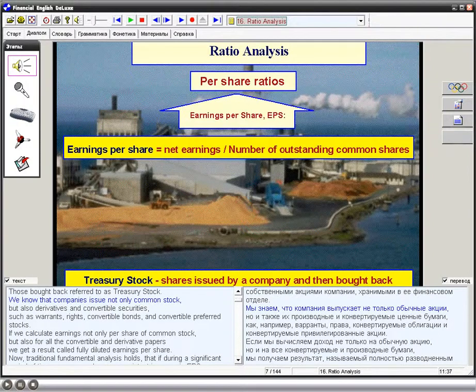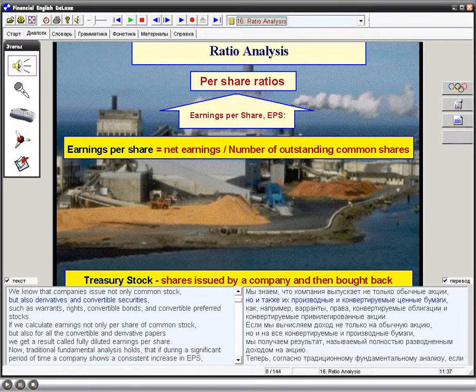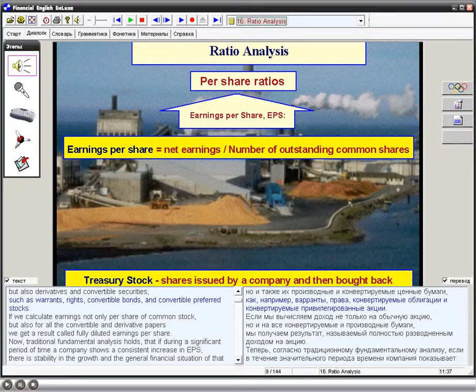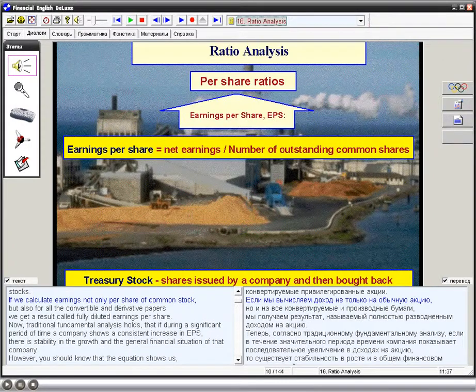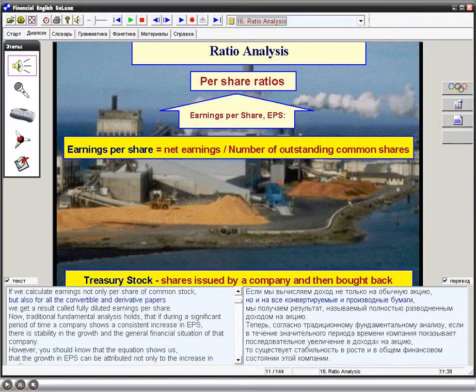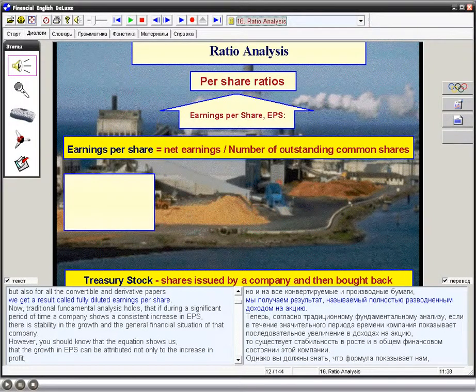We know that companies issue not only common stock, but also derivatives and convertible securities, such as warrants, rights, convertible bonds, and convertible preferred stocks. If we calculate earnings not only per share of common stock, but also for all the convertible and derivative papers, we get a result called fully diluted earnings per share.